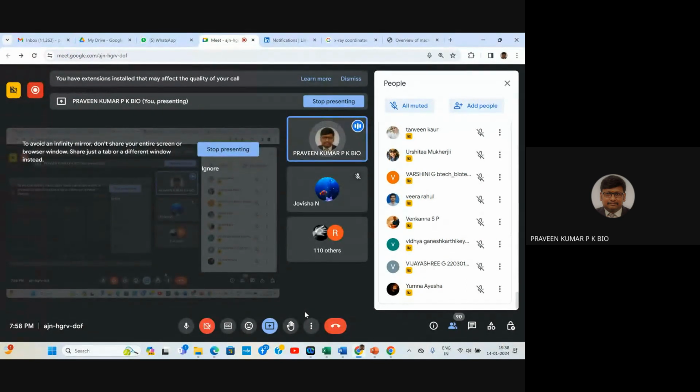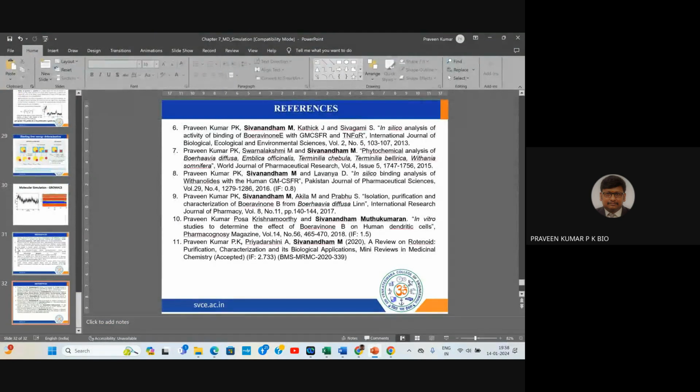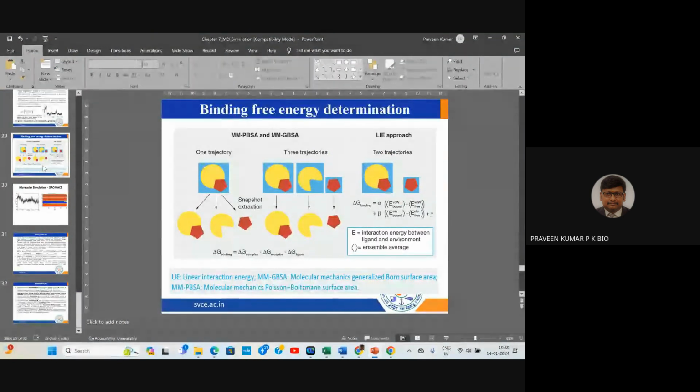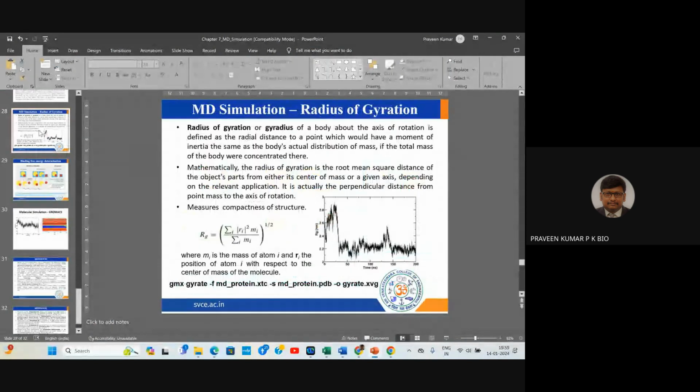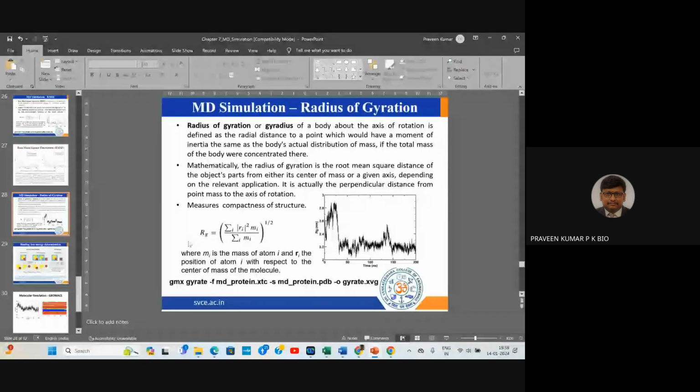Okay. Anything else? Do you want anything else from me? If you have any doubts, you can ask me. Or else, in the last slide, it's written constant temperature and constant pressure. What is that? Constant pressure and constant temperature. Which slide is that? Constant pressure, temperature. I'm not getting it. Oh, which slide are you on? Can you tell me the constant?